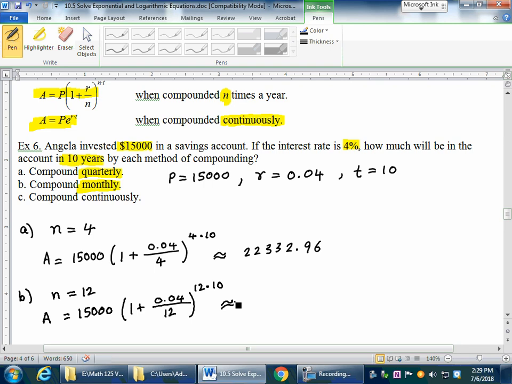So this gives me 2236 2.49. That's what I got.